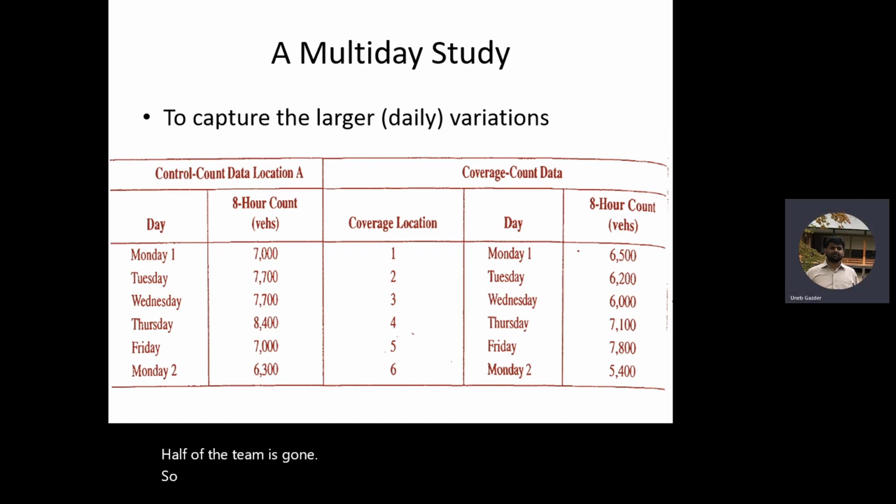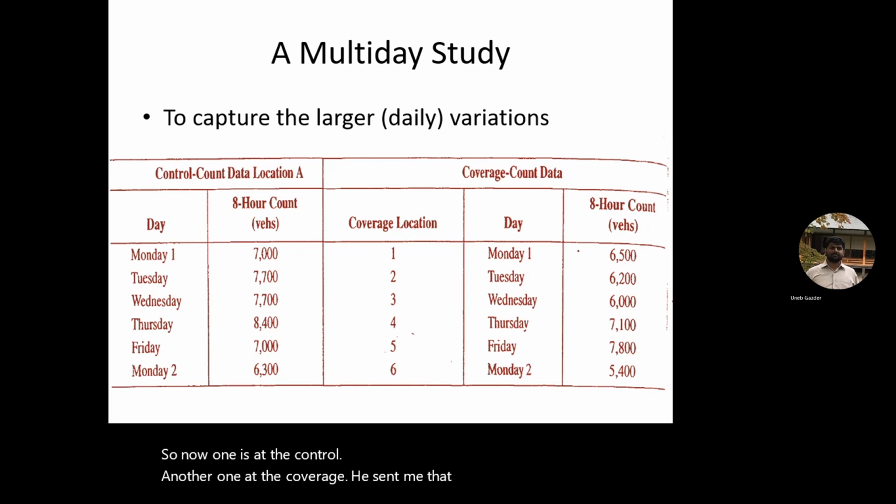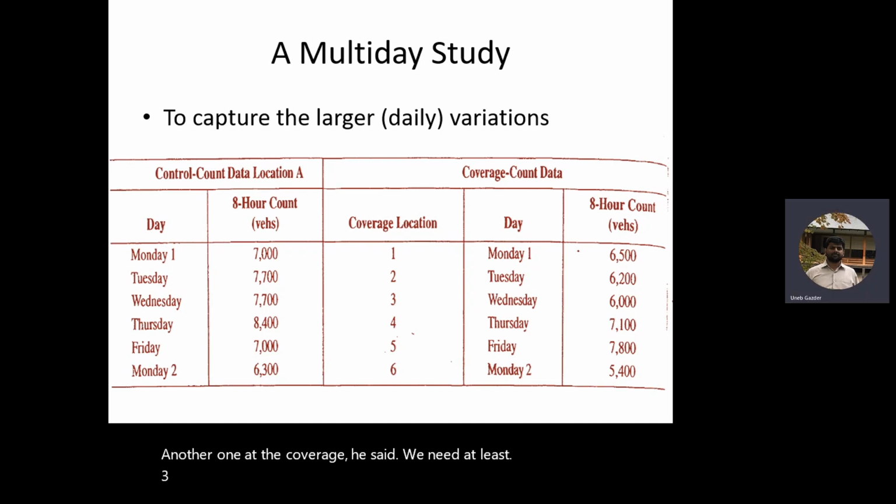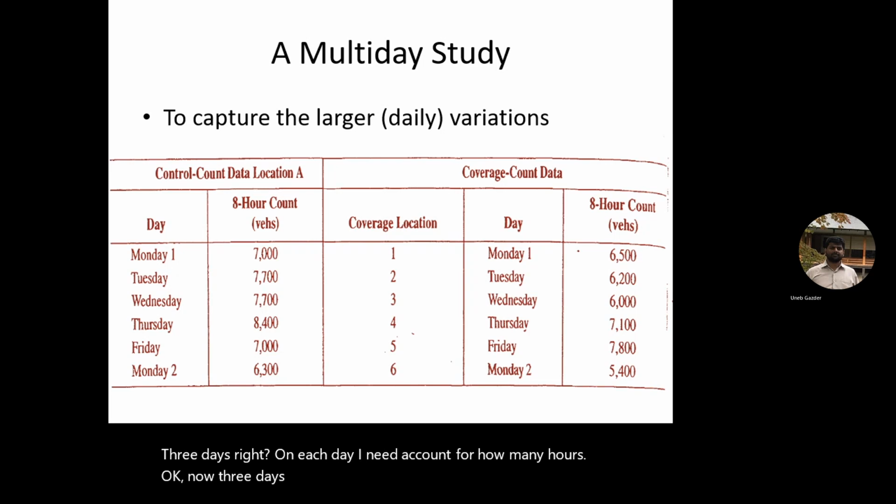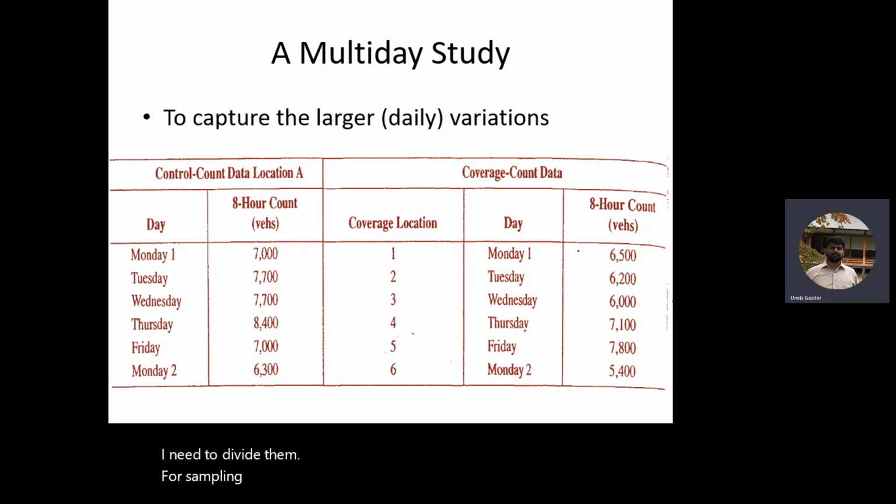So now one is at the control, the other one at the coverage. He said we need at least 3 days, right? On each day I need a count for how many hours? 8 hours. Okay. Now 3 days, 8 hours. I need to divide them for sampling for the coverage locations.